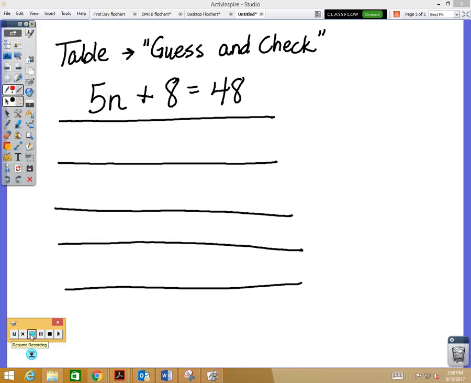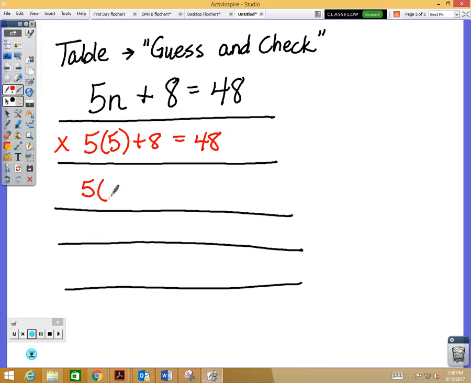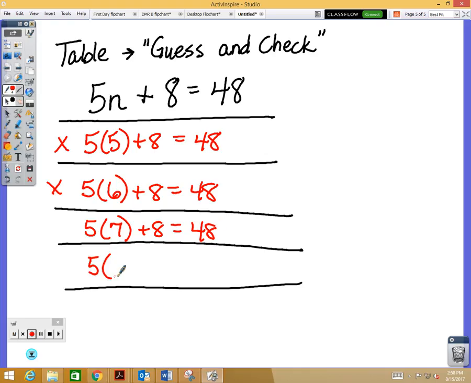We're going to plug in numbers for n to try to find what n could be in order for this to work. So if we said 5 times 5 plus 8 is 48. Does that work? 25 plus 8? No. I could say 5 times 6 plus 8 is 48. Does that work? No, that's 38. I could say 5 times 7 plus 8 is 48. 35 plus 8? No.